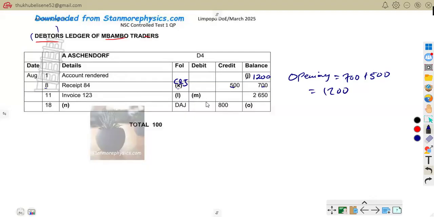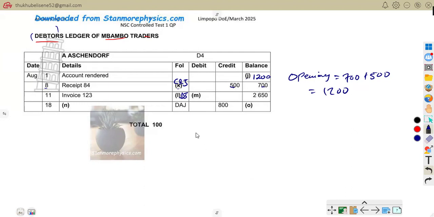Now coming on the 11th, invoice 123. Now we are to tell what is this I. What is this I? So we want the folio as well. What are you going to write there? Here on the debit, what are we going to write? So first, let's focus on I, not M. I is going to be DJ. Here we're going to have debtors journal. Why?